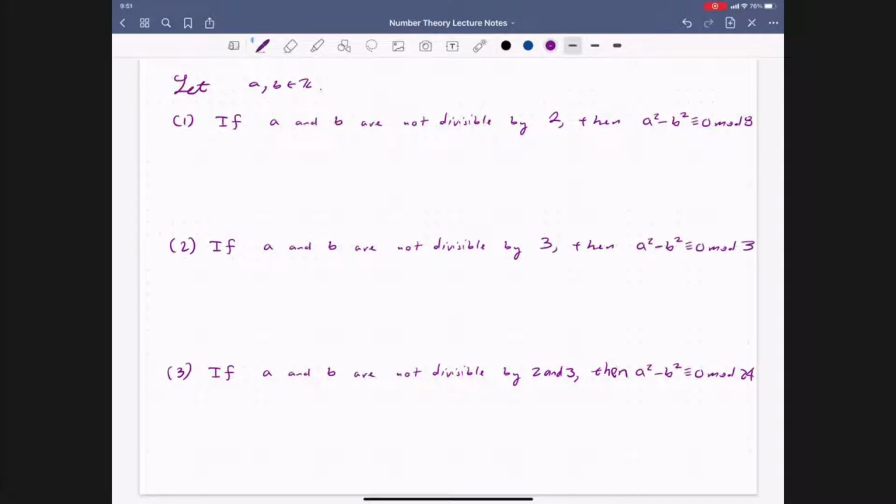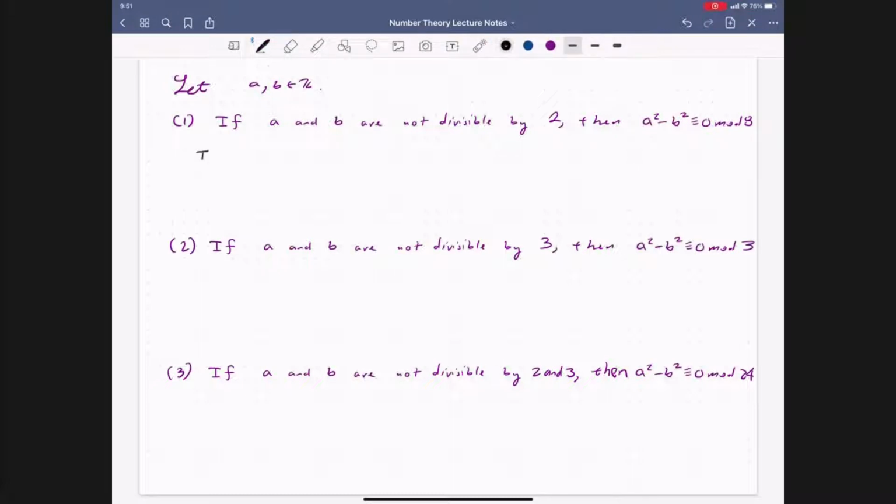So let us suppose we have two integers a and b, and first we are going to assume that they are not divisible by 2. In other words, a and b are both odd. And we want to prove that the difference of squares, a squared minus b squared, is always congruent to 0 mod 8. So how do we prove this?